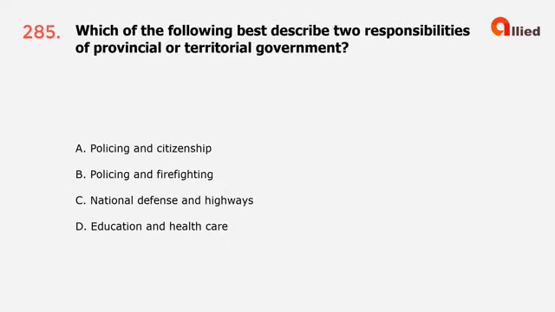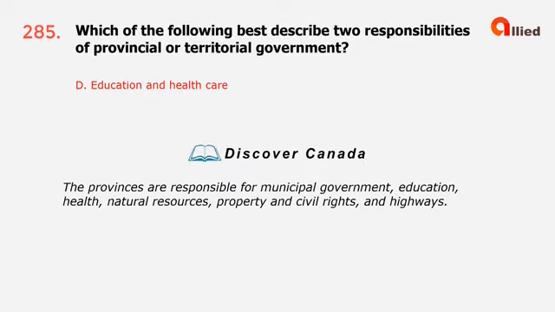Question 285. Which of the following describe two responsibilities of provincial or territorial government? A. Policing and citizenship. B. Policing and firefighting. C. National defense and highways. D. Education and health care. The answer is D. Education and health care.